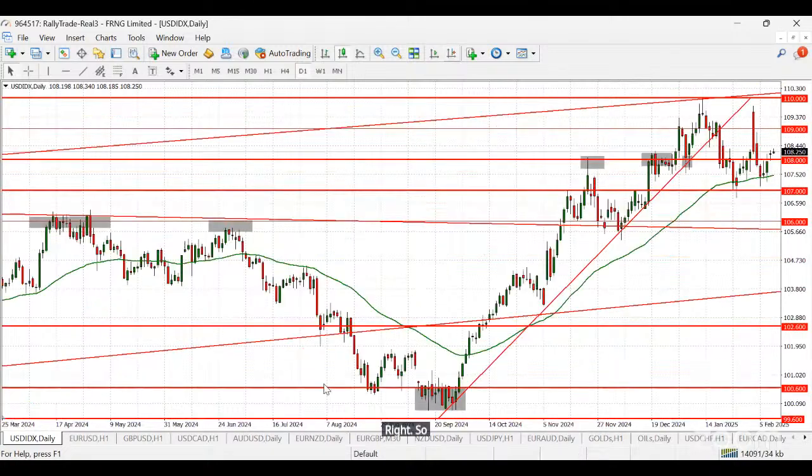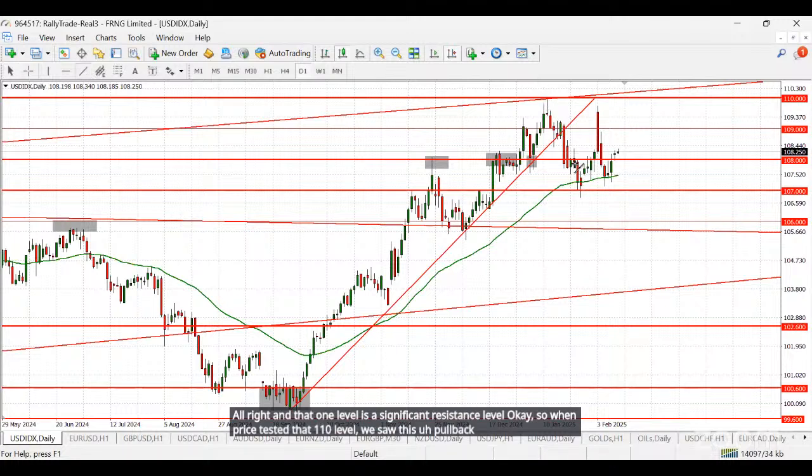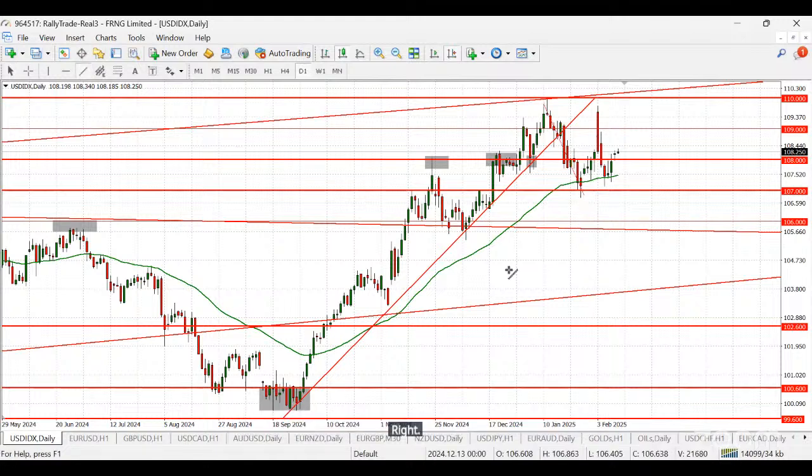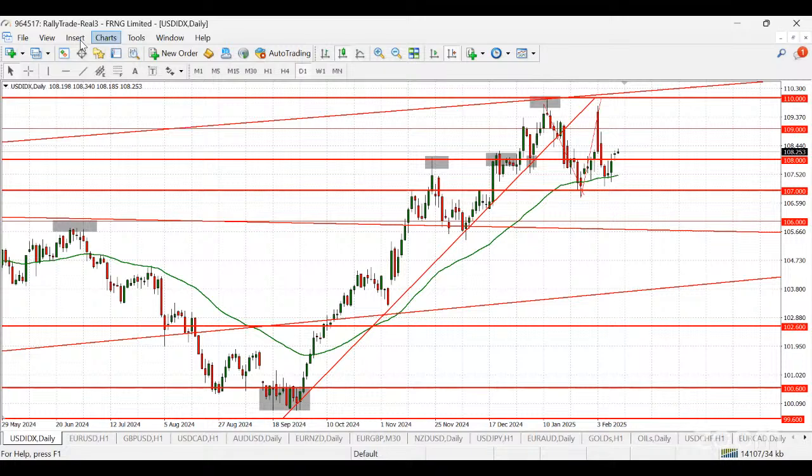Right. So on the daily time frame, we saw this aggressive move towards the 110 level. And that 110 level is a significant resistance level. So when price tested that 110 level, we saw this pullback, this retracement. And that retracement found support at the 107 price level. And what happened? Again, another move towards that same resistance at 110. And then going by technical analysis, of course, this is a double top. One right there, and the other one right here as well. And that got bearish again, back towards the 107 level.